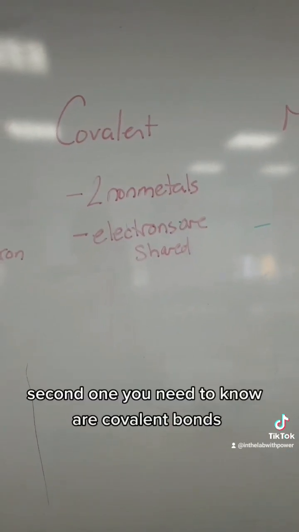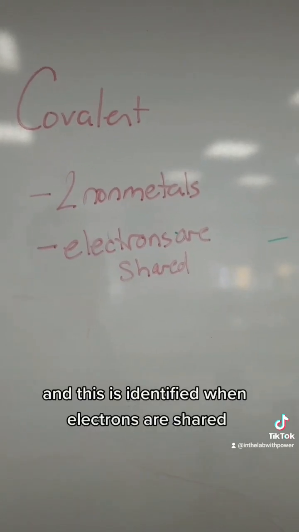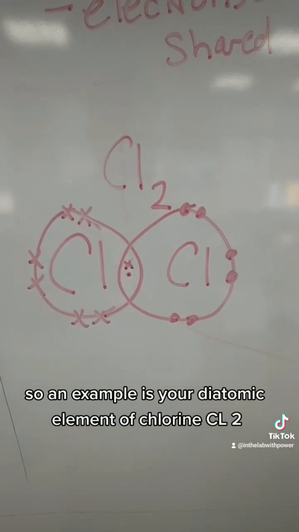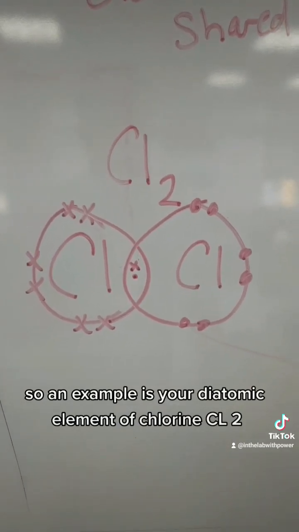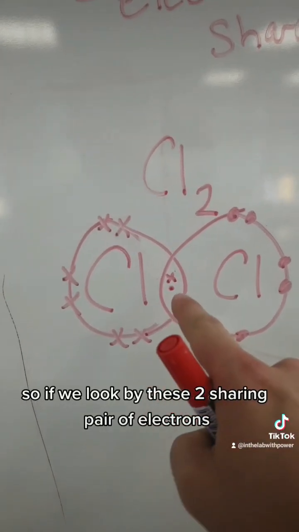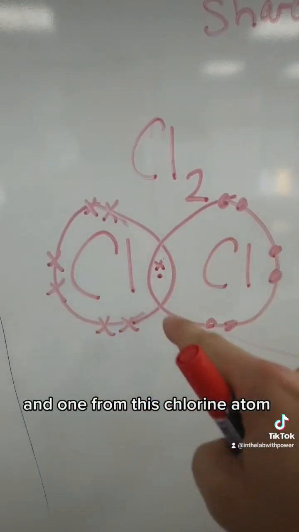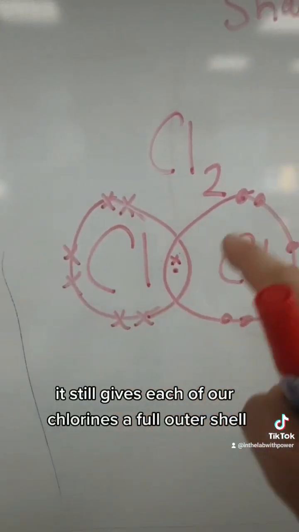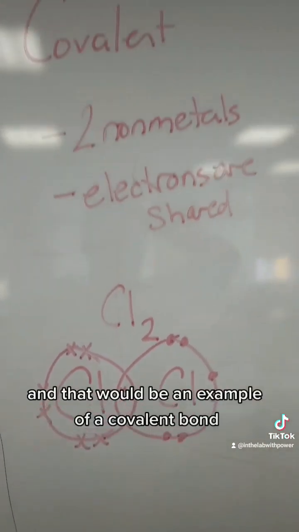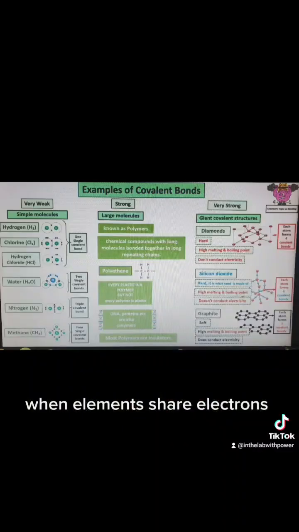Second one you need to know are covalent bonds. Now this occurs between 2 non-metal atoms, and this is identified when electrons are shared. Let's take a look. So an example is your diatomic element of chlorine, Cl2. Chlorine is diatomic, so it likes to partner with itself. So if we look, by these two sharing a pair of electrons, so one from this chlorine atom and one from this chlorine atom, it still gives each of our chlorines a full outer shell or a full valence shell, giving them a total of 8. And that would be an example of a covalent bond when elements share electrons.